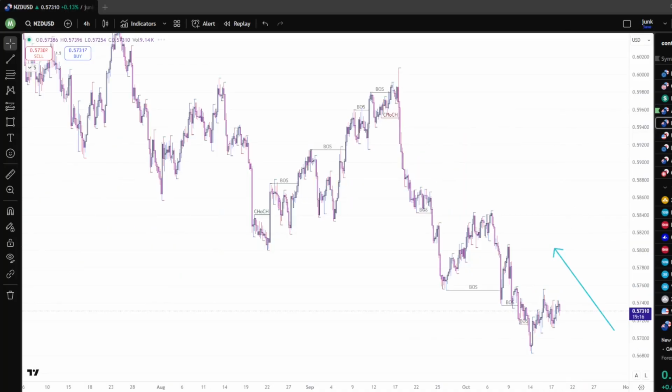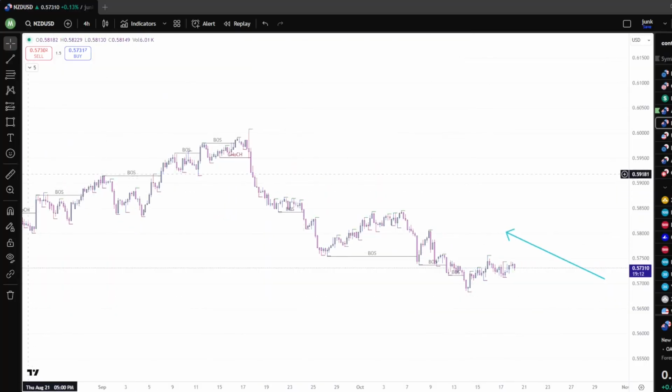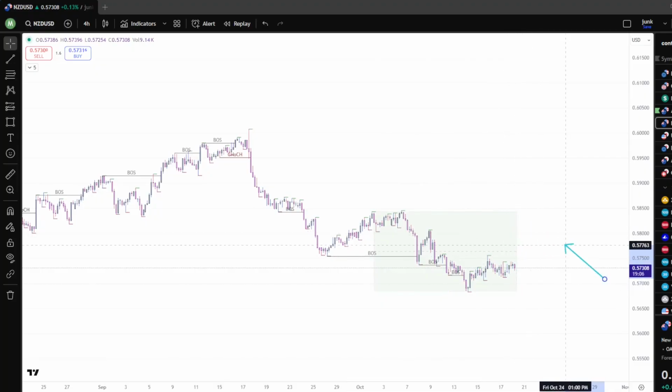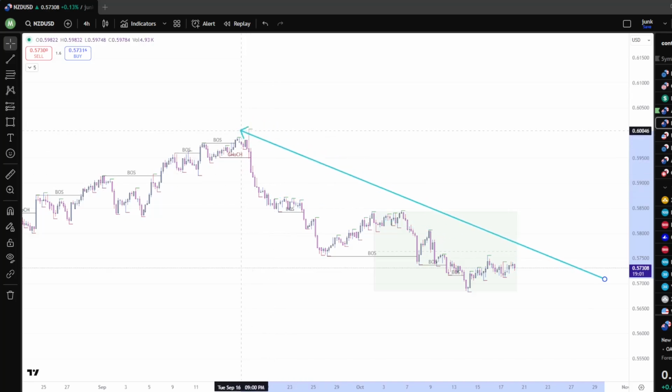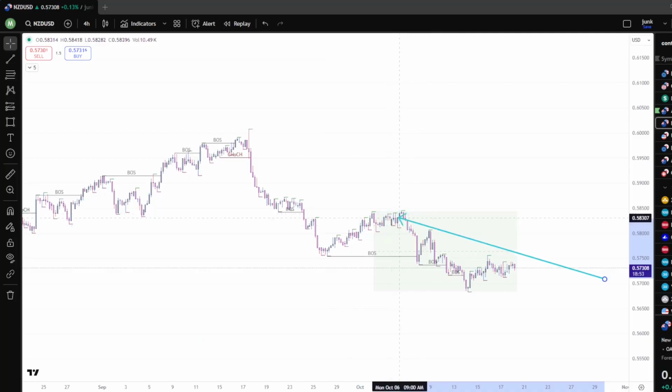NZD USD, let's go map out the current range. Even though this continues to break the structure, we're going to make this the high of this range. But you can see that it's the lower high from these highs. This was back when that news was released about the New Zealand economy. Of course, it's been bearish ever since, making lower highs, lower lows, lower highs, lower lows, and of course continue to break structures to the downside.